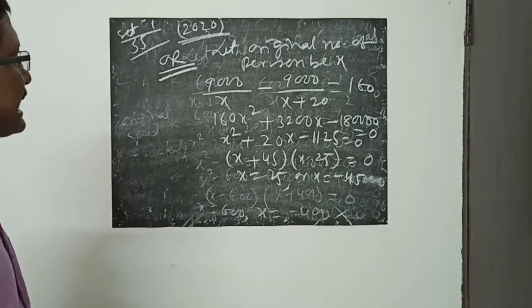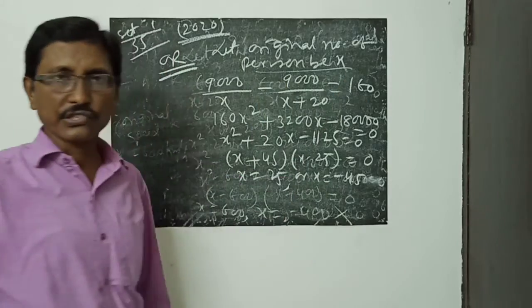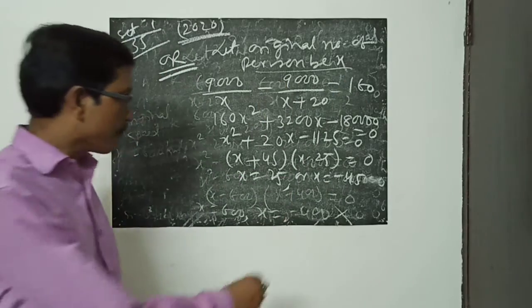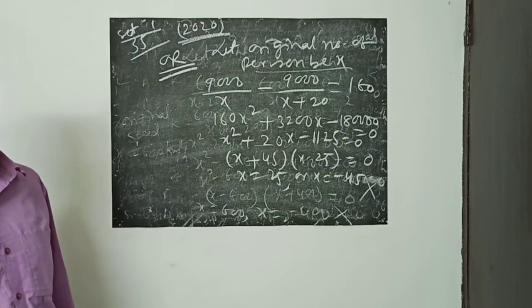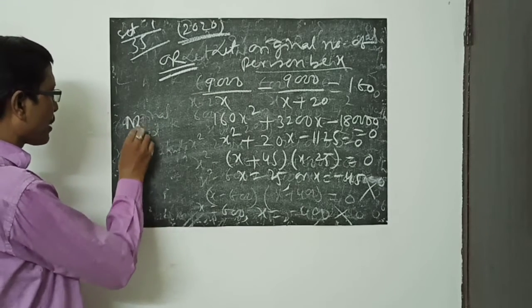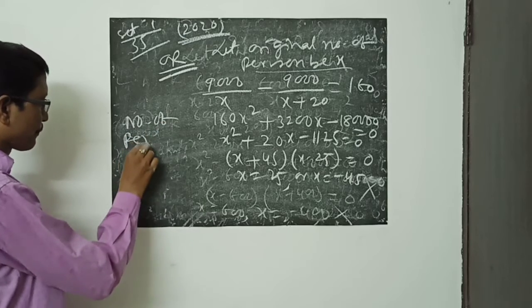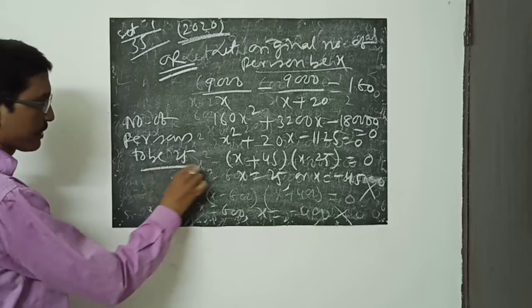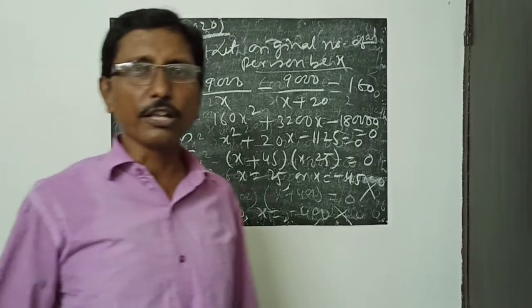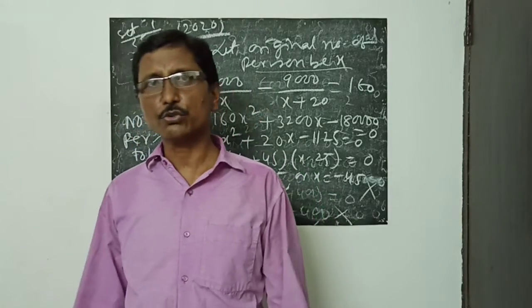Same thing here also. What is x? x is the number of persons. The number of persons cannot be negative, so x should not be minus 45. So the number of persons is 25. In this way, all these types of questions can be solved.